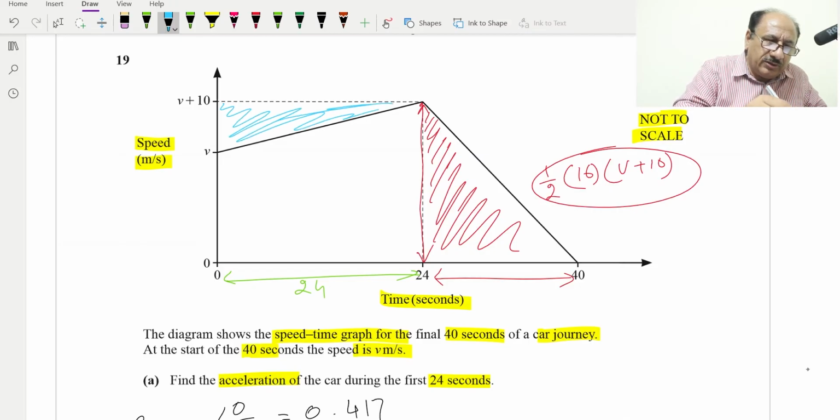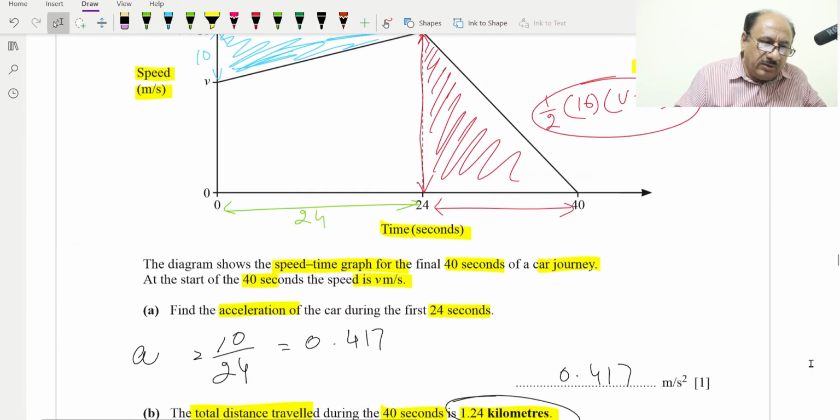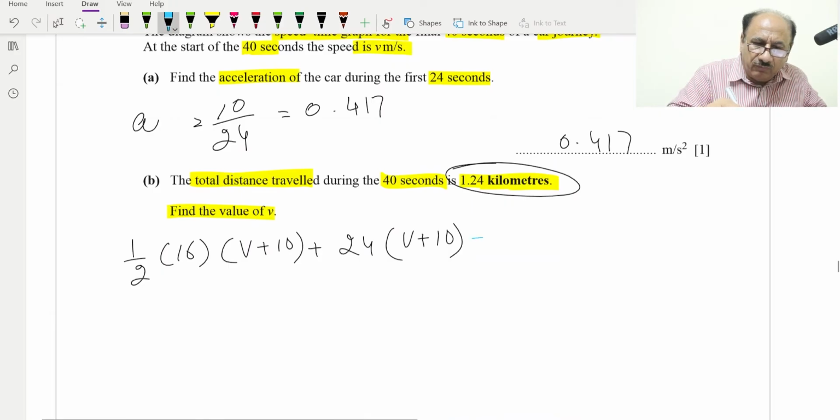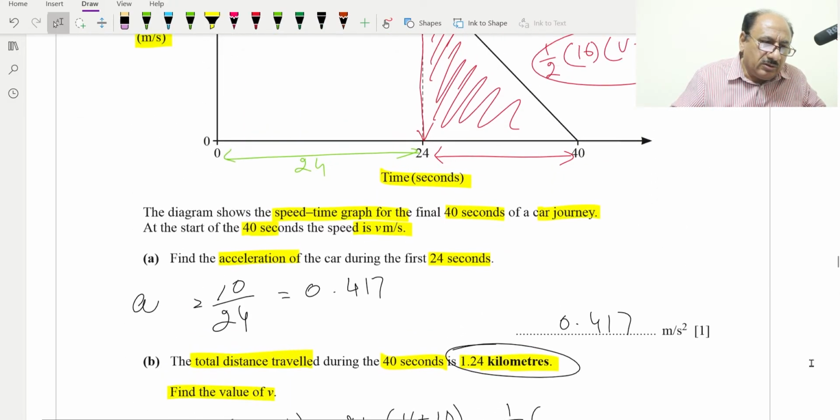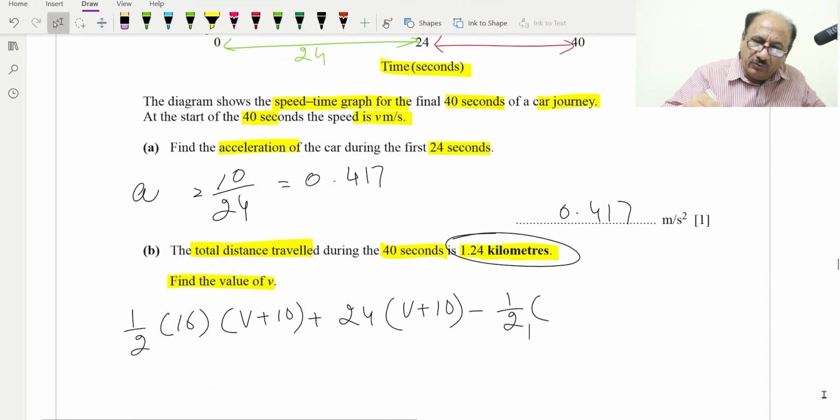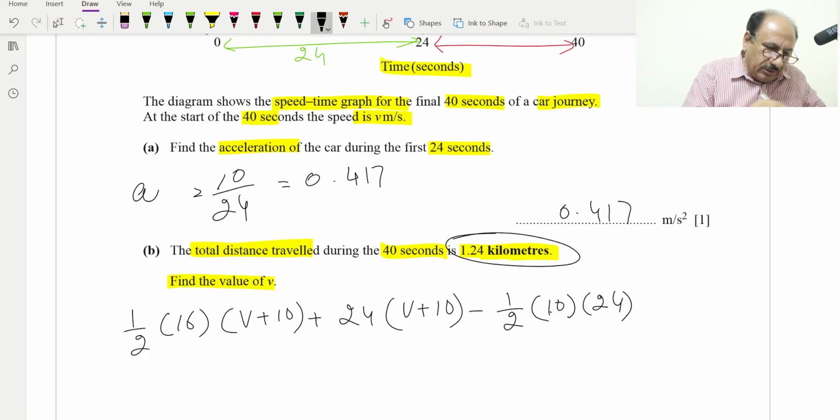Area of this smaller triangle will be what? This side is 10, this side is 10, and this side is 24. So we will calculate 1 by 2 into 10 into 24. So we will subtract that area, and we will write here minus 1 by 2 into 10 into 24. So 10 into 24, we'll calculate.